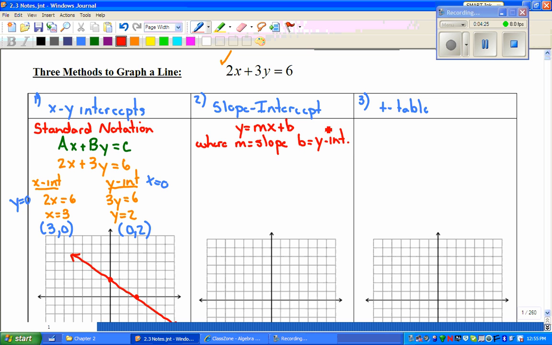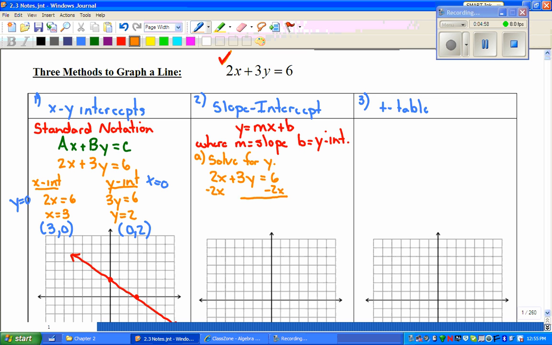Okay? So, like this equation up here that we just did in standard form, what we might have to do here is we might have to solve. All right, so step A is you're going to have to solve for y. Okay? So to solve for y, 2x plus 3y equals 6. And this is something we did in chapter 1. We're going to get my y variable all by itself: minus 2x, minus 2x.